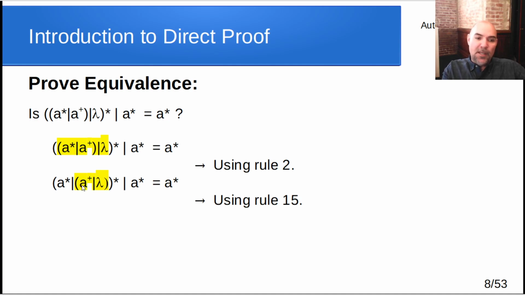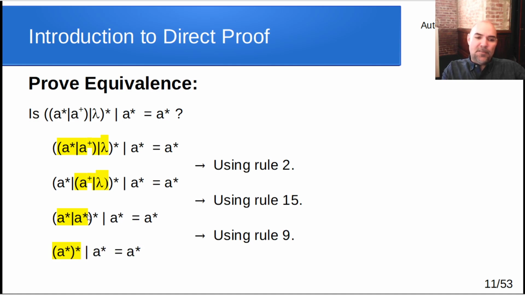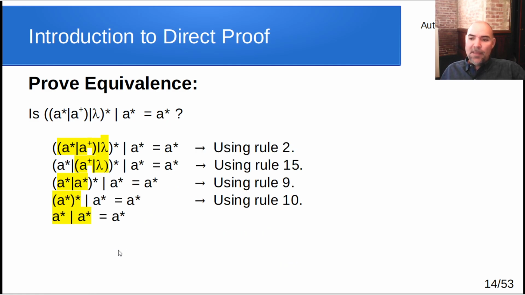So by using 15, A plus or lambda is the same as A star. Now we have A star union A star. And anything union with itself, using rule 9, is the same as itself. So now we have A star star. And then using rule 10, we wind up with A star union A star is equal to A star. Collapsing all of that up so you can see it better, use rule 9 there: A star union A star, anything union with itself is still itself. Same rule we used up here. So A star is equal to A star.